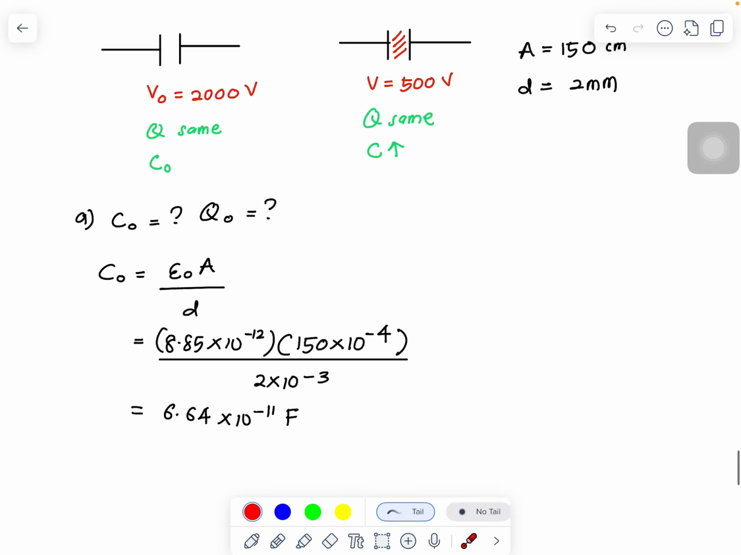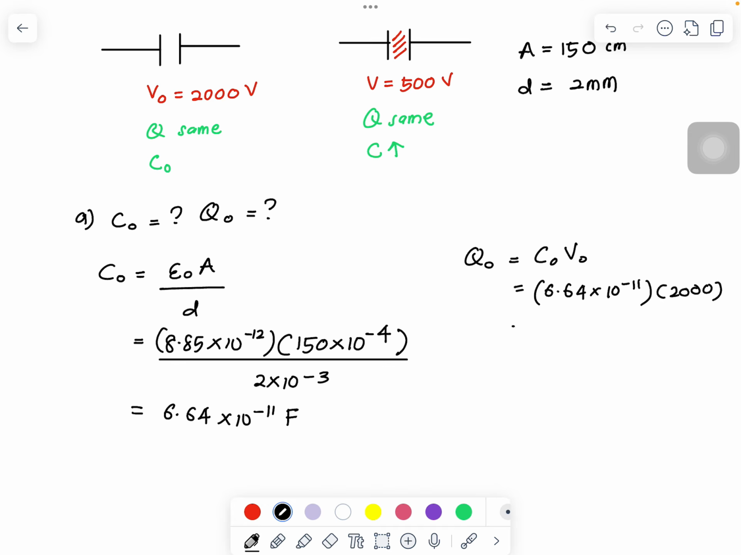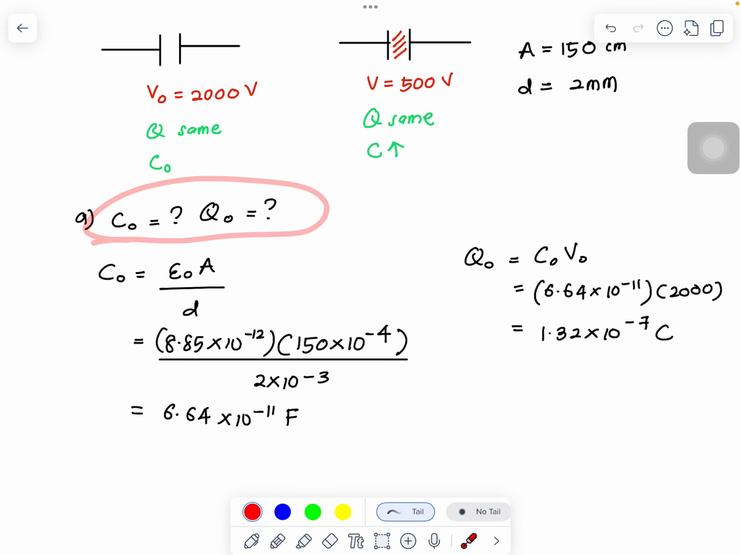Okay, next kita mau kira Q0. Sudah ada C0, boleh kira Q0 gunakan formula Q0 equal to C0 V0. So C0 darab dengan V0 yang dia sudah bagi, which is 2000. So you will get 1.32 exponent negative 7 coulomb. So initially ni belum ada dielectric.